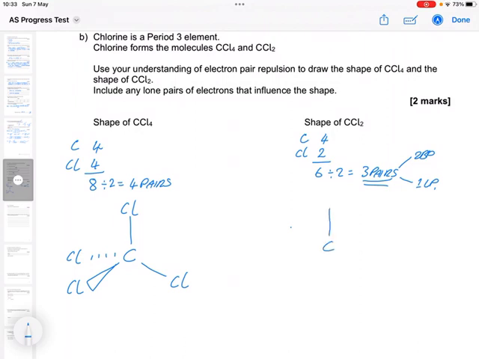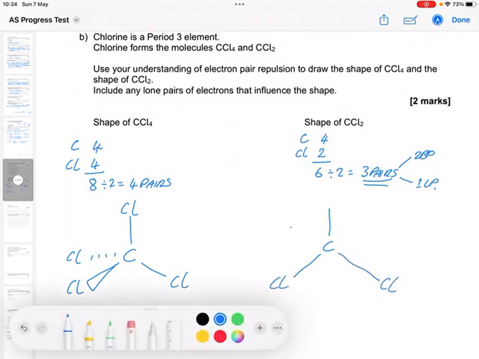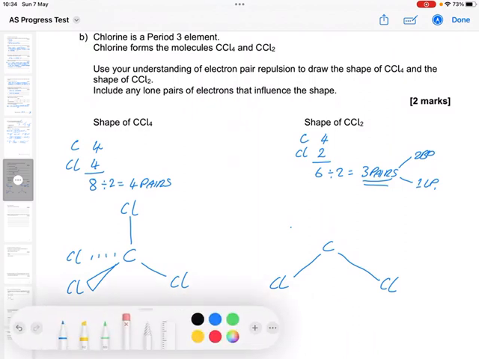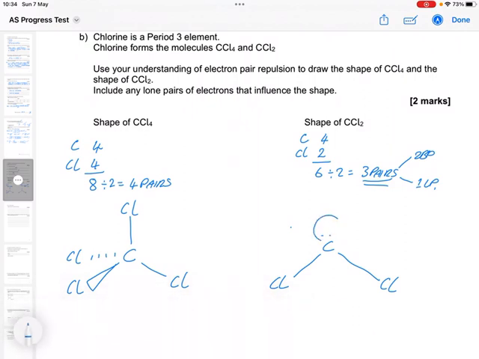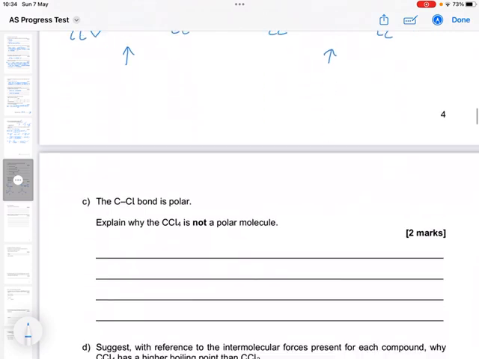So let me just draw that out first. There's my trigonal planar shape. 2 of them are going to have chlorines on, and 1 of them is going to be a lone pair, like that. Okay. I'm not asked to explain the bond angle or the shape or anything like that, although this one would be 109.5, this one would be 120, take away 2.5, so 117.5, just so that we know.